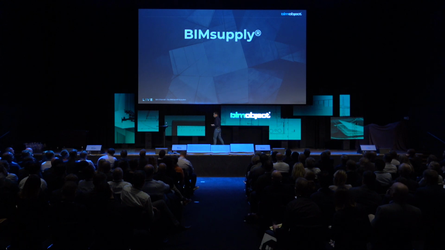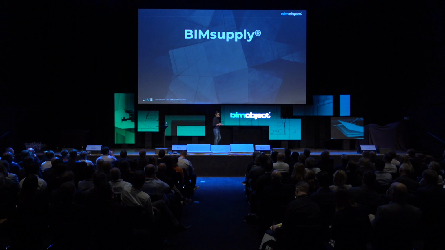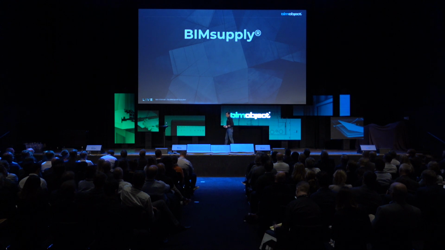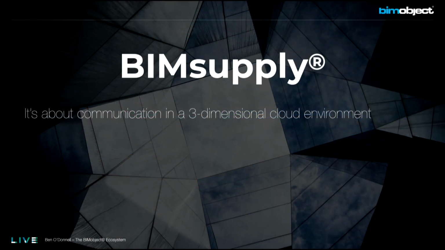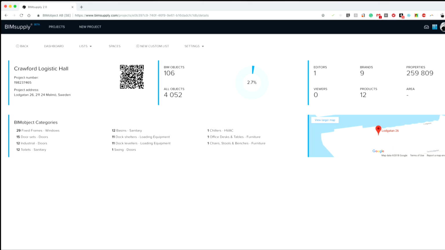BIM Supply lets you create an unbroken information flow from the configured components inside of a BIM model all the way out to the manufacturer who is responsible for that content. And I'll explain what I mean. Obviously, it's all about communicating in a three-dimensional environment, and it's all about an online bill of materials. But first, why BIM Supply?